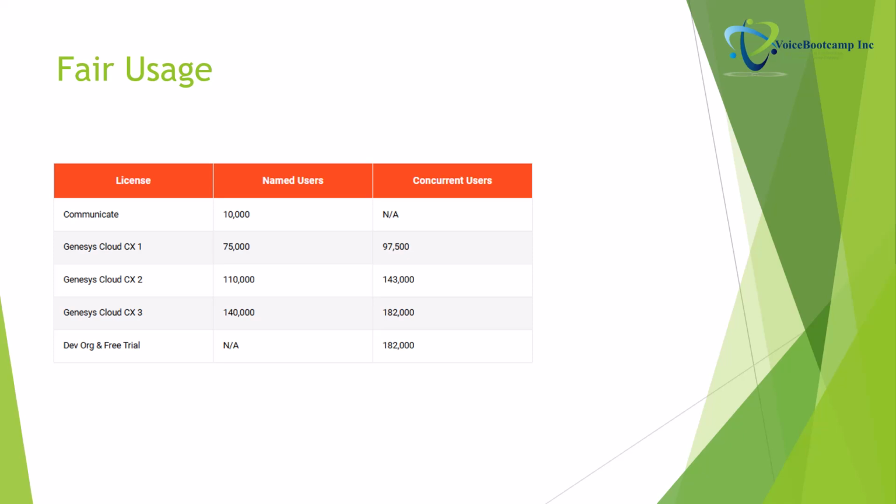Now, Genesys Cloud CX 1, 2, and 3, which are your communicate licenses, basically include a robust allowance of Genesys Cloud public API requests. As an example, if you're a customer with 20 Genesys Cloud CX named users available, that will allow up to 2.2 million API requests.